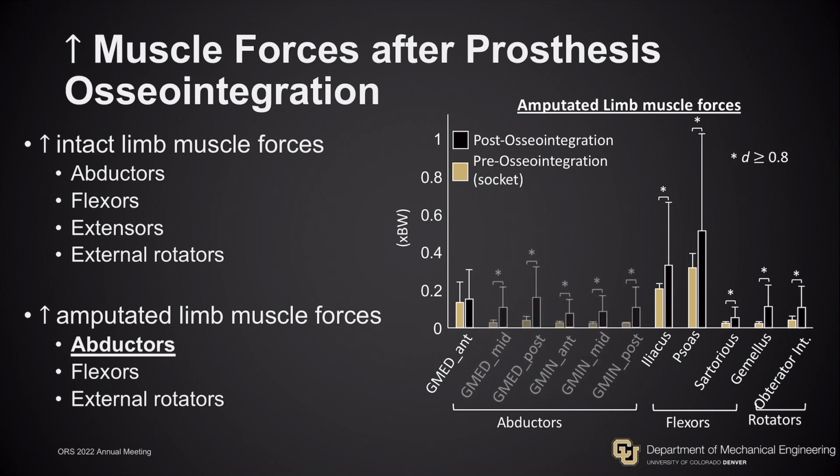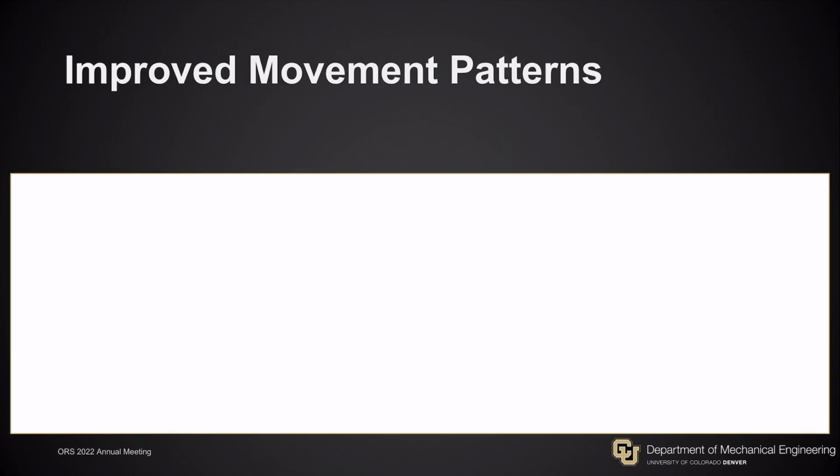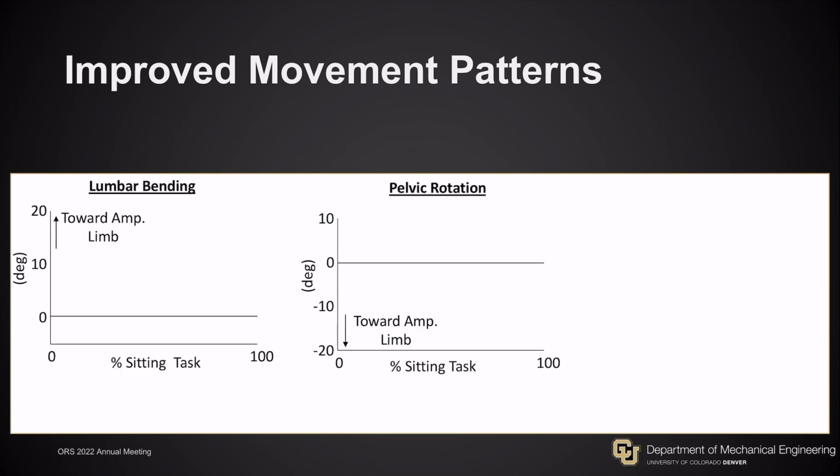Notably, we found a high increase in peak muscle forces from the posterior portions of the hip abductors when using an osseointegrated prosthesis. And this large increase in muscle force on the amputated limb, paired with the slight increase in muscle force on the intact limb, resulted in more symmetrical muscle forces during the sitting task. The more symmetrical muscle forces resulted in an improvement in movement patterns during the sitting task. These were most pronounced in the lumbopelvic region.